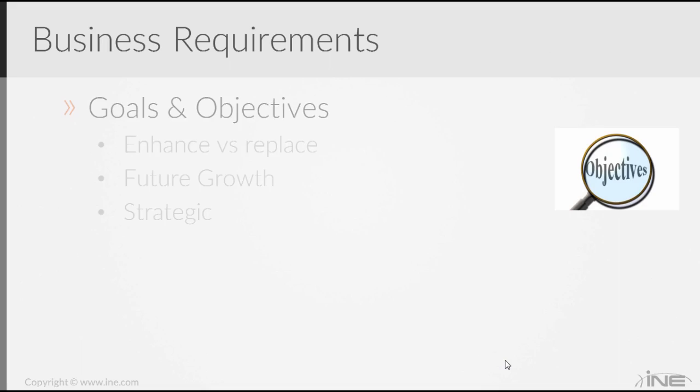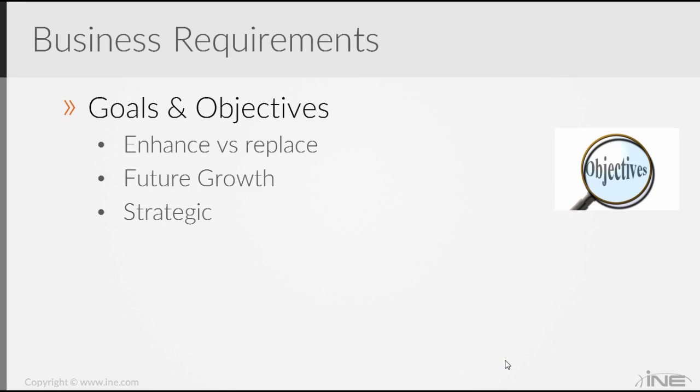Let's talk about goals and objectives as part of the business requirements. The goals and objectives for any organization looking to install new Wi-Fi or an upgrade to the existing Wi-Fi could be looking at three different possibilities. Their goal could be to enhance an already existing Wi-Fi infrastructure, or it could be to rip out and replace old or outdated Wi-Fi infrastructure with a new one. The goal could also be focused on future growth. The organization could be looking to expand either to different parts of the building or to multiple branch offices located in geographically dispersed areas.